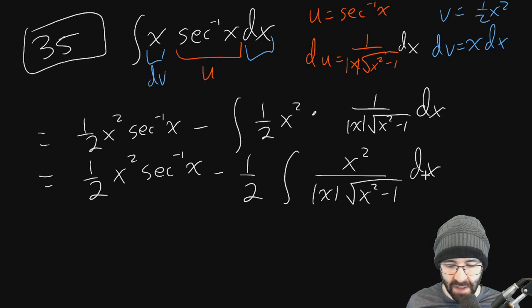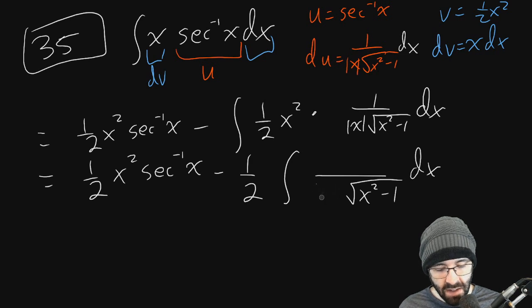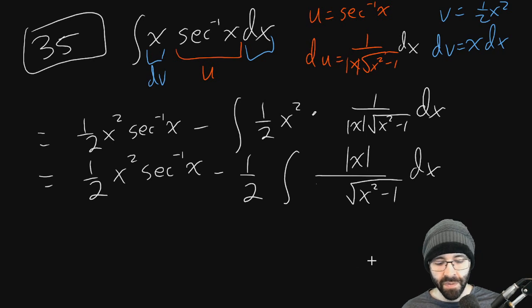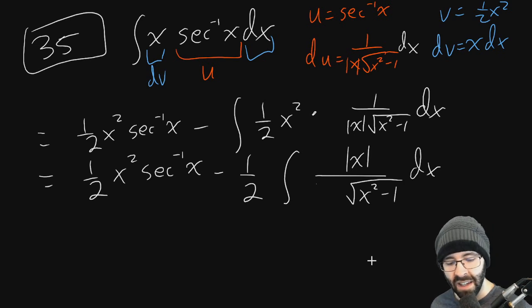Interesting. So if x is positive, we get some sort of cancellation. Right off the bat, we can simplify this a little bit. x squared over the absolute value of x is just the absolute value of x. So that's true. Now the weird thing that comes into play is that we're finding a general formula for an antiderivative, and so we don't know whether we're looking at positive x or negative x.